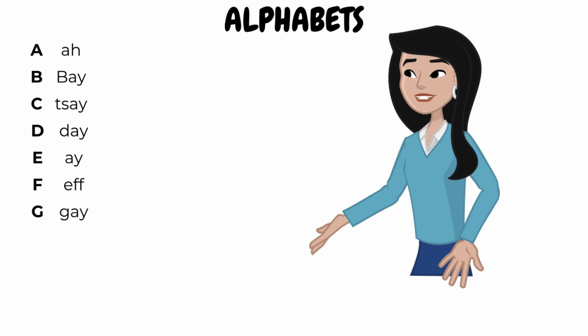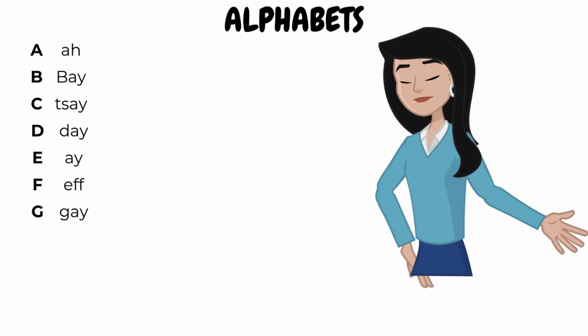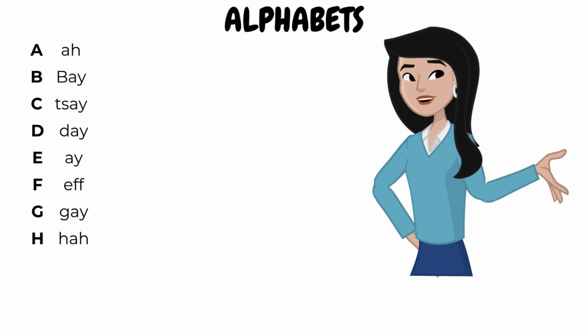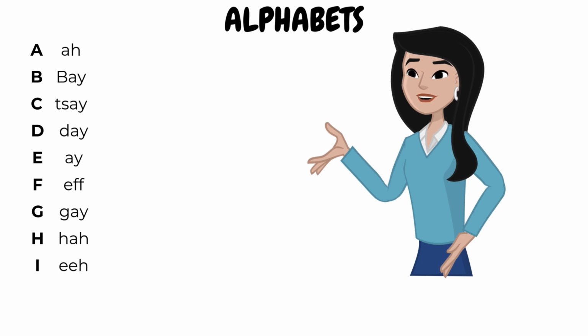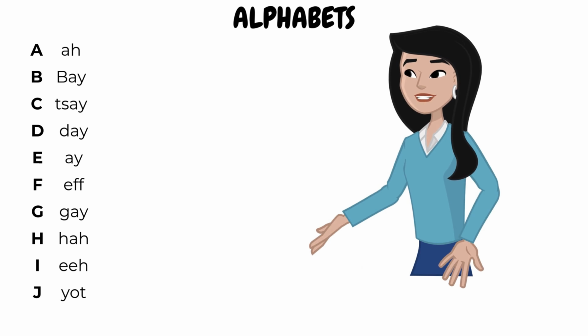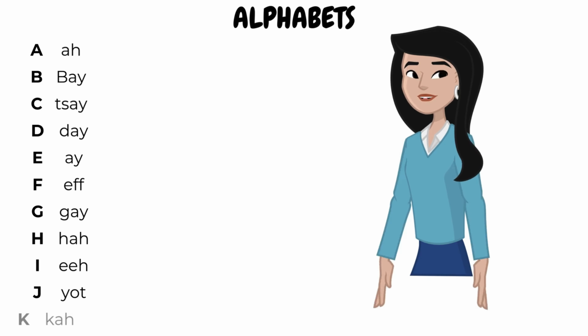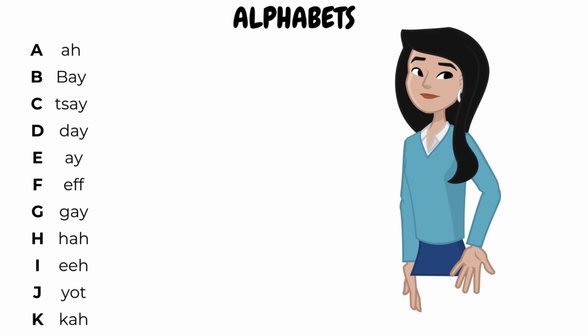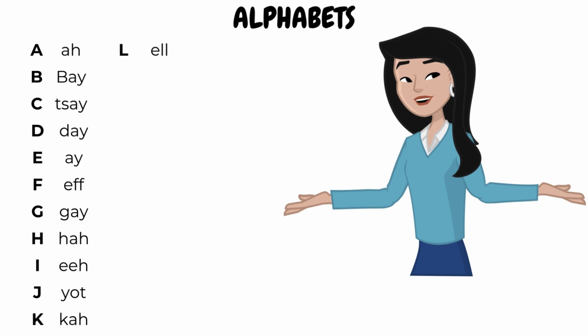Letter G is pronounced gay. Repeat after me. Gay. H is pronounced as ha. Say it, ha. Letter I is pronounced ee, like the English alphabet E. J is pronounced as yacht. One more time. Yacht. Letter K is pronounced as ka. Repeat. Ka.